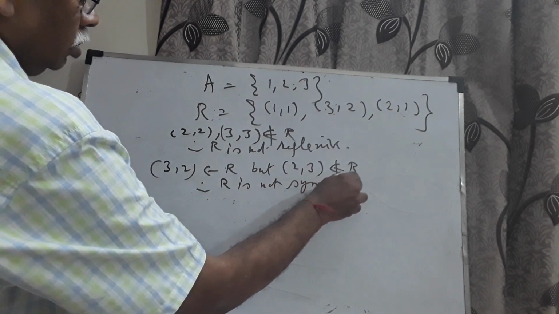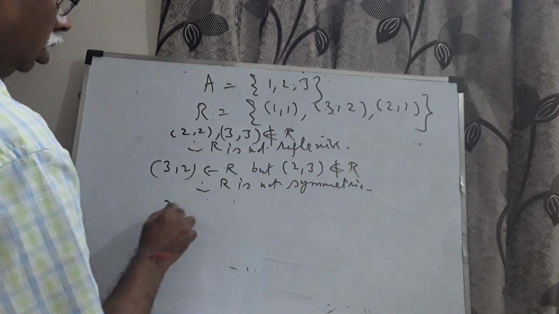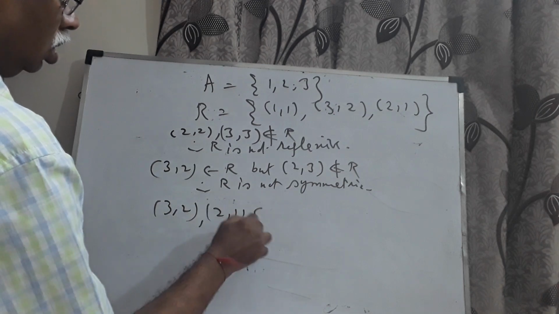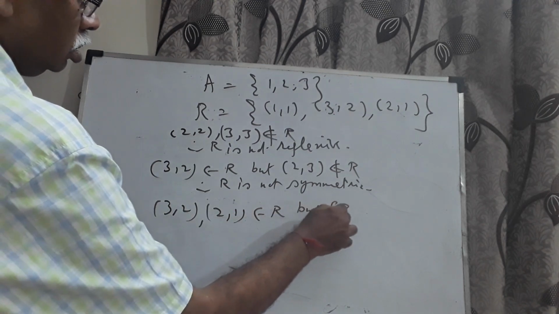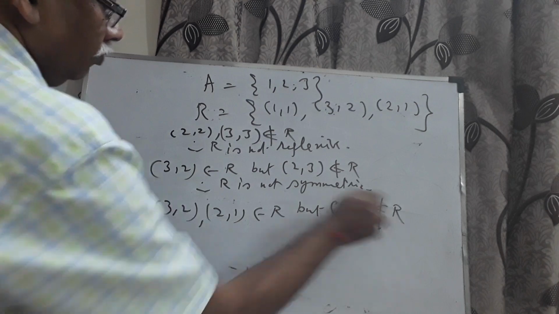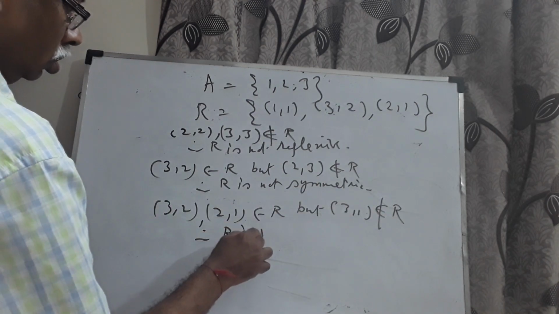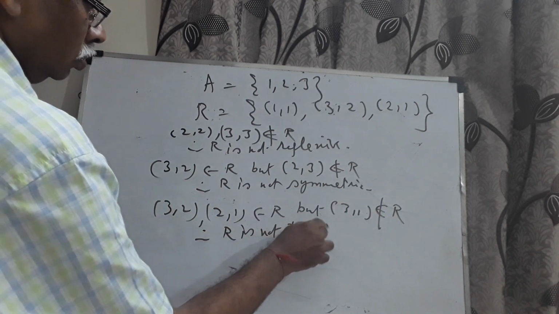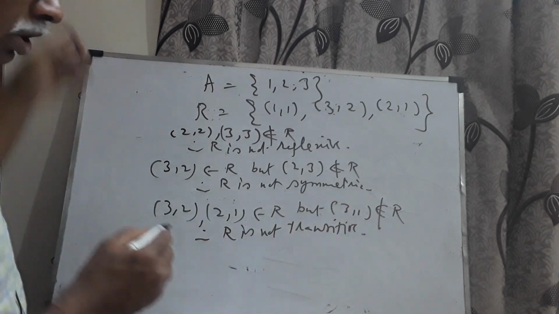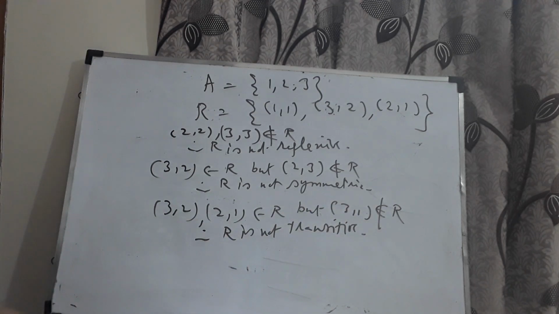Then (3,2) is there, and (2,1) is an element of R, but (3,1) is not an element of R. Therefore, R is not transitive. Therefore, R is neither reflexive nor symmetric nor transitive.